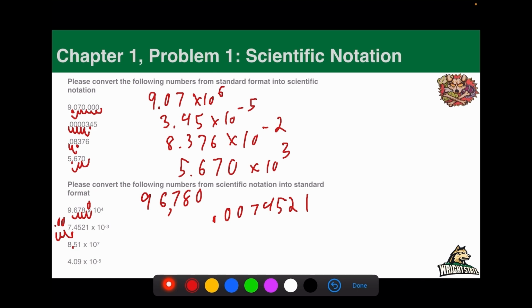Here, 10 to the 7th. We're going to move this guy 7 times. Positive exponent, so it's becoming bigger. 1, 2, 3, 4, 5, 6, 7. Fill our blanks in with zeros. So it's 851, 1, 2, 3, 4, 5 zeros, 85,100,000.